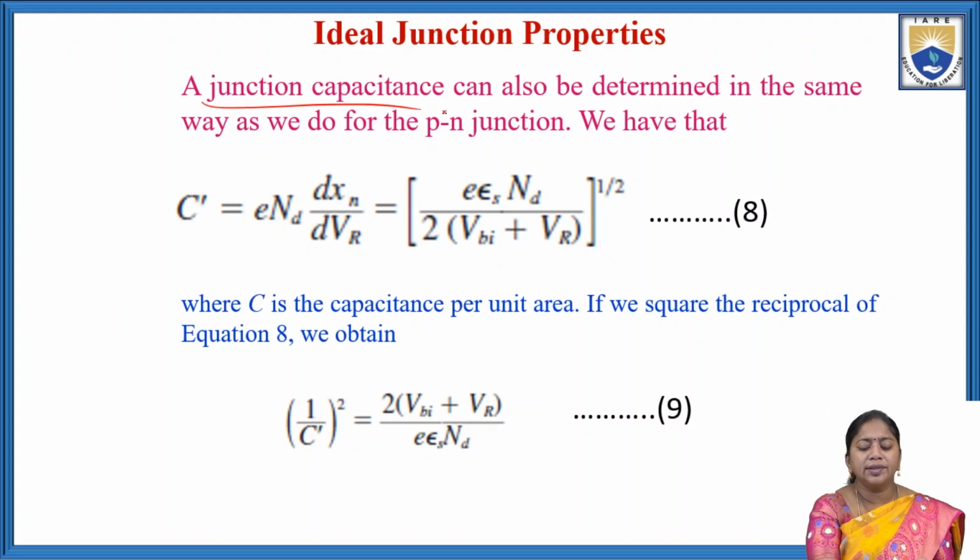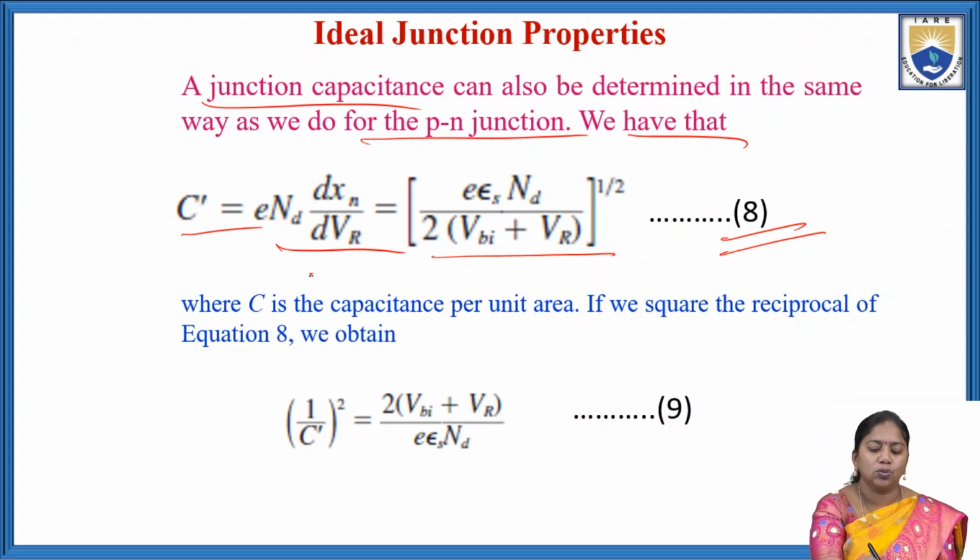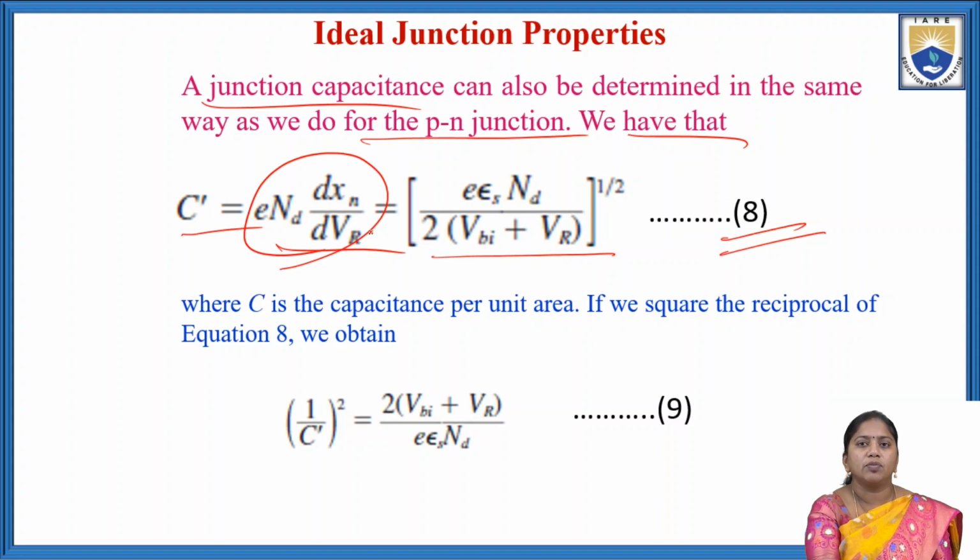A junction capacitance can also be determined in the same way as in the case of the PN junction. We have C dash equal to q Nd dxn by dVR, that equals [q epsilon s Nd by 2 (VBI plus VR)] whole to the power of half, that is equation 8, where C dash is the capacitance per unit area.